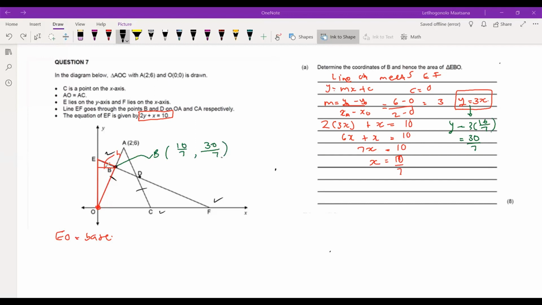Now this would allow us to calculate what our perpendicular height is, because it will be from that point to that x value. Therefore, our perpendicular height will just be 10 over 7.